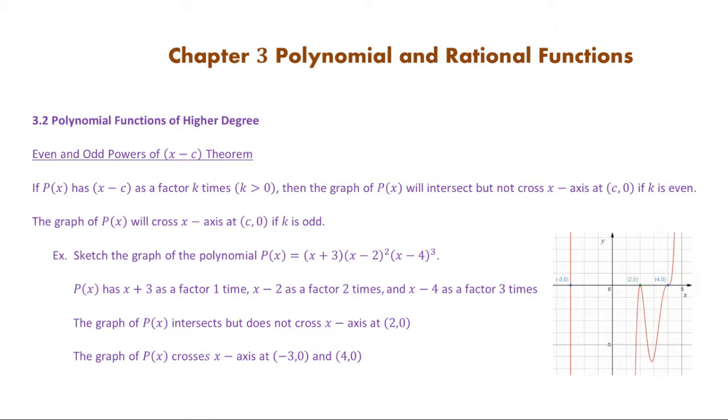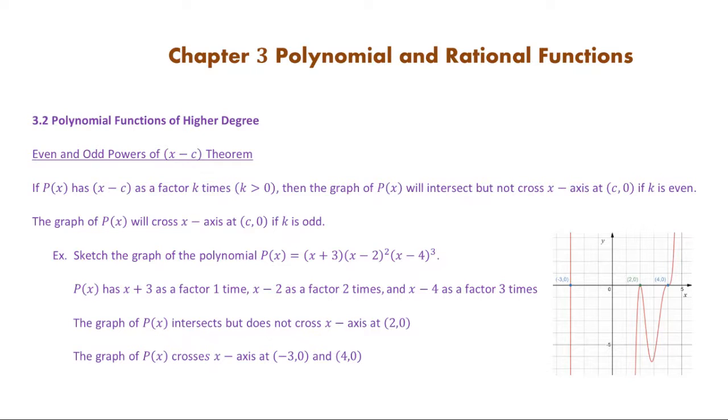Or you can say, p of x has x plus 3 as a factor one time, because the exponent of x plus 3 is 1 if it doesn't enter anything there. x minus 2 is a factor of p 2 times. It's x minus 2 squared. And x minus 4 is a factor 3 times. So x minus 4 cubed when you factor p.